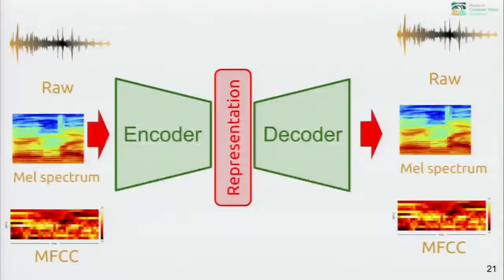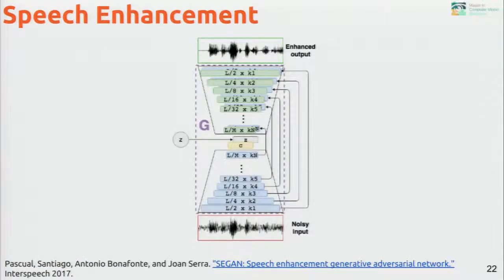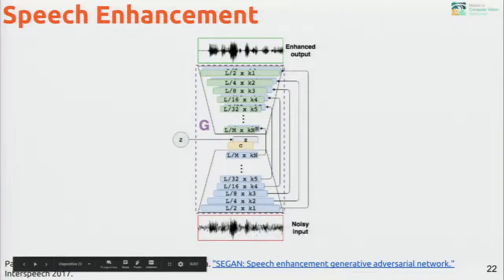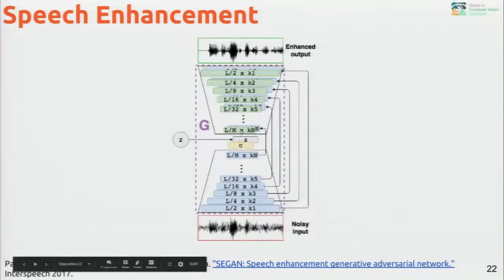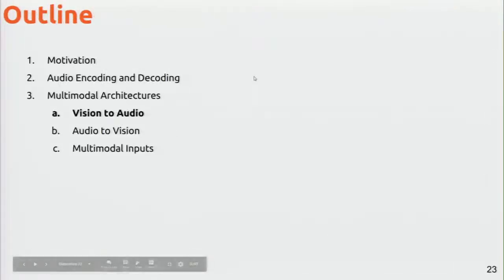So that's an idea of speech encoding and decoding. That's a model which is quite popular. It was from UPC, called SEGAN, in which the input is noisy voice. These are convolutions. And the output is the voice, the speech without noise. And these are all convolutions. So that would be the encoder, and that would be the decoder.